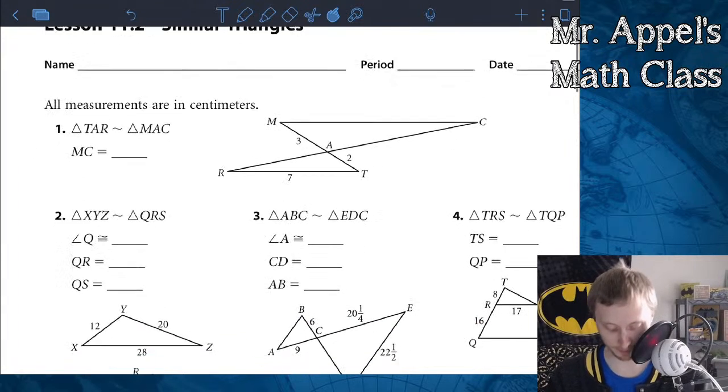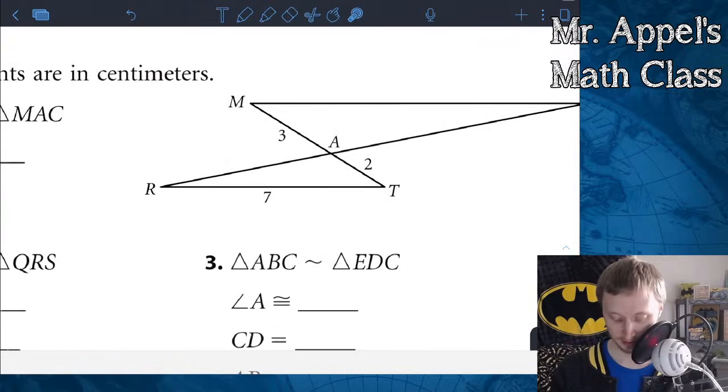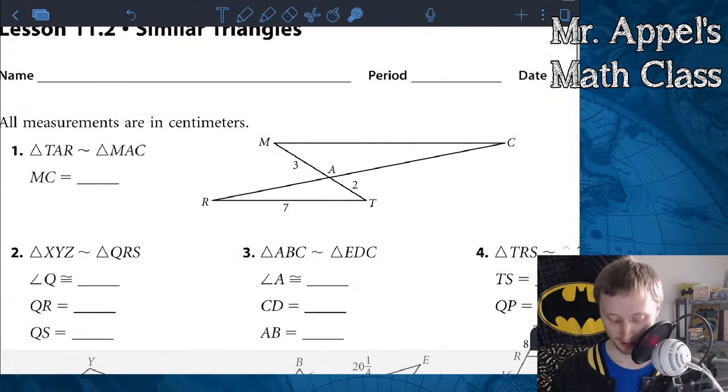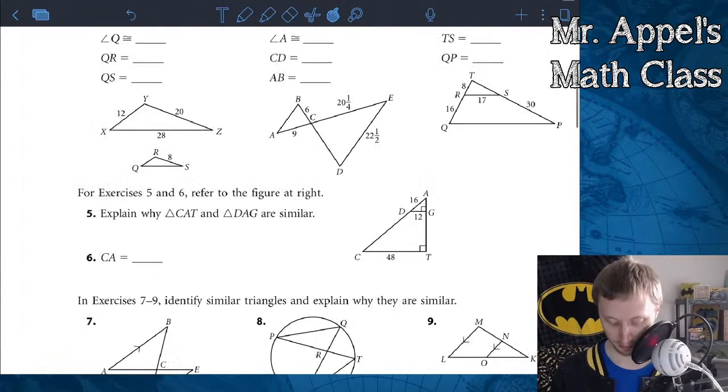Similar triangles right here. So the book loves these kinds of setups where you've got crisscrossing triangles connected to each other, right? And it really is a nice setup because you automatically get these two vertical angles. So those have to be the same, and it's kind of neat there. So you make use of that, and realize that this triangle is flipped around compared to this one. So T corresponds with M, right? And then C corresponds with R. Okay, so don't let that confuse you too much. But otherwise, these are fairly straightforward.